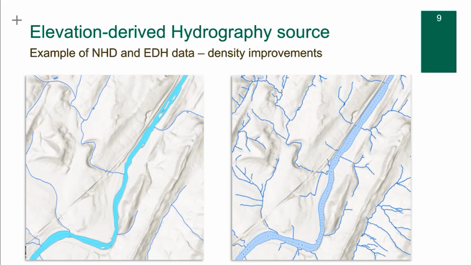So here are some examples of the original NHD in a small area and the improvements in density in that same area. And you can see that the data that's been captured is quite a bit denser, but it also fits more neatly into the channelized features. So we have both the horizontal and vertical placement of those features.